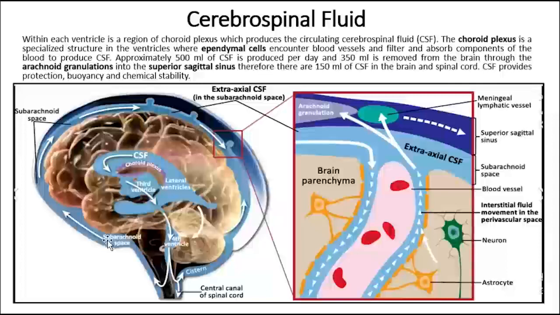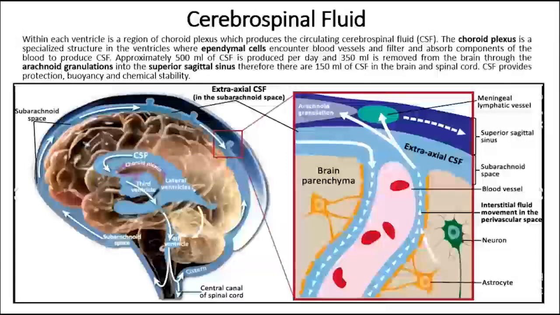Chemical stability. The brain has cells, and these cells are going to produce different chemicals, and these chemicals must be removed. For example, there's going to be hydrogen, and hydrogen changes pH, and that's a problem because the pH in your brain must be maintained. So the cerebrospinal fluid allows us to get rid of this waste that we get there.